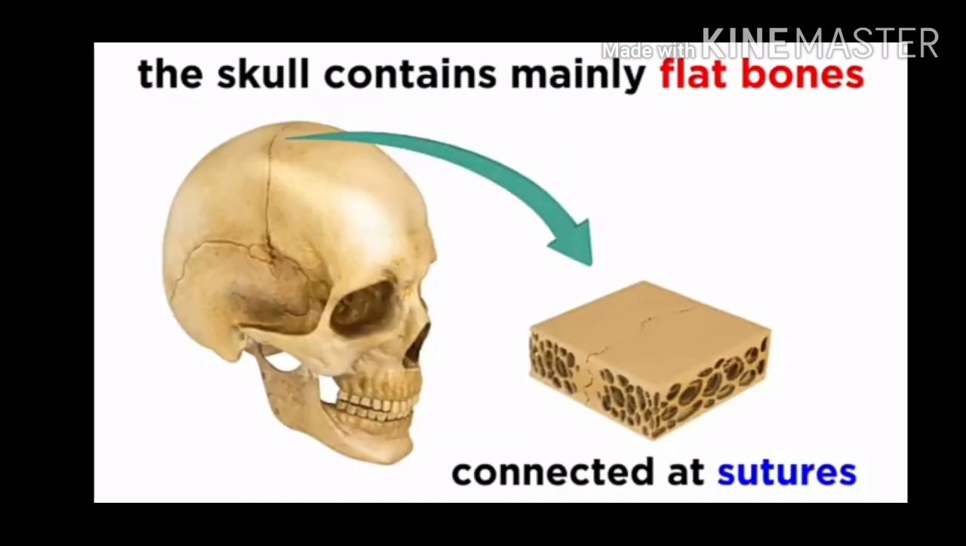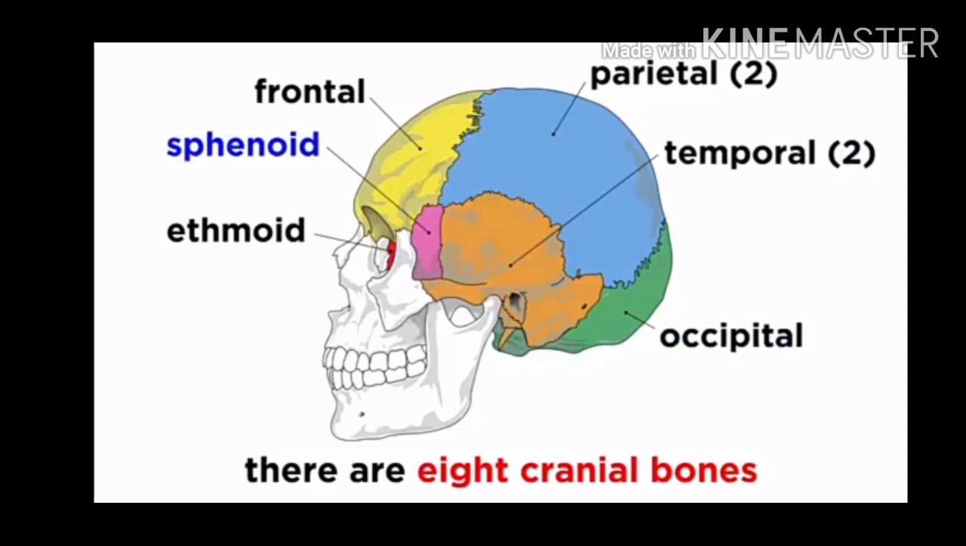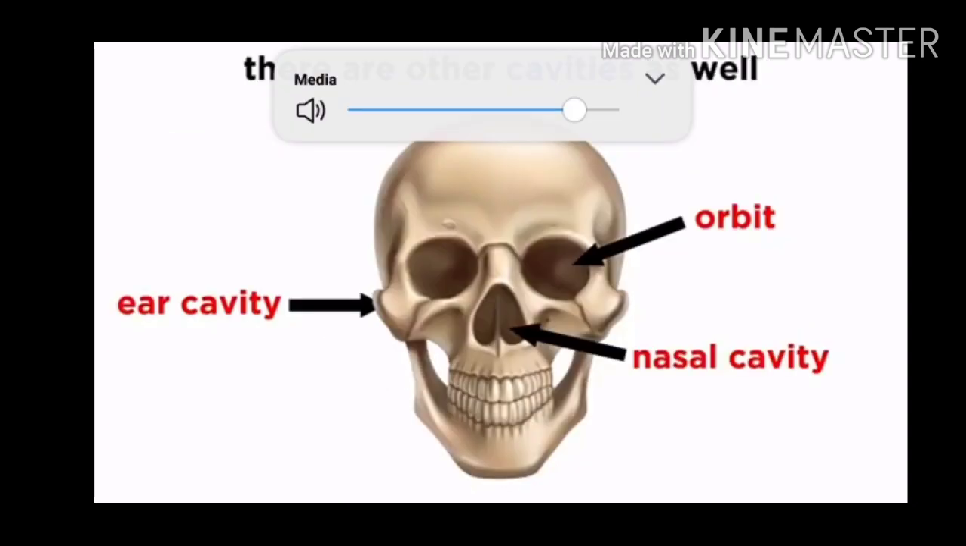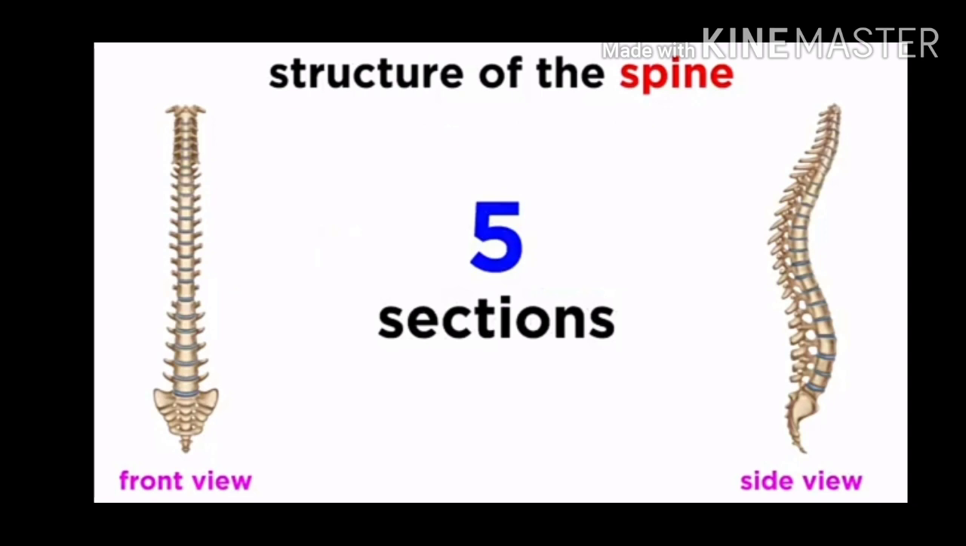Most of the bones of our skull are flat bones which are connected at the sutures. There are 8 cranial bones in our skull which make the brain box of our skull and protect our brain. The second part of our skull is the face, which is made up of facial bones. There are 14 facial bones which make the structure of our face and provide the nasal cavity, space for eyes and mouth, etc.